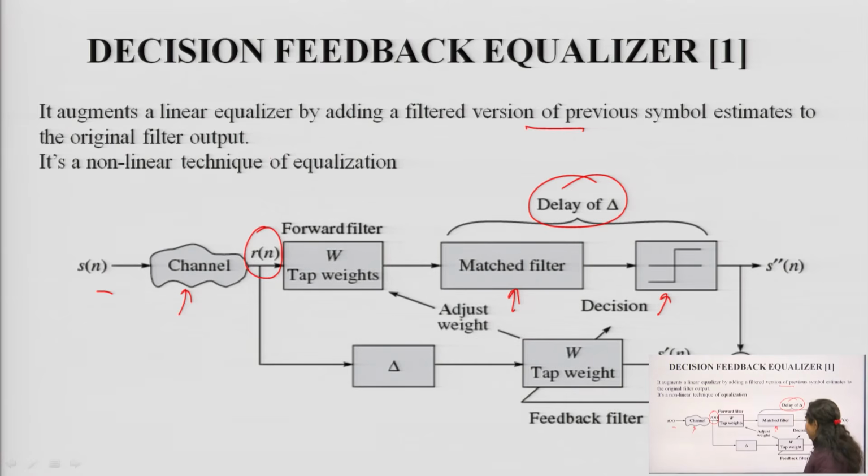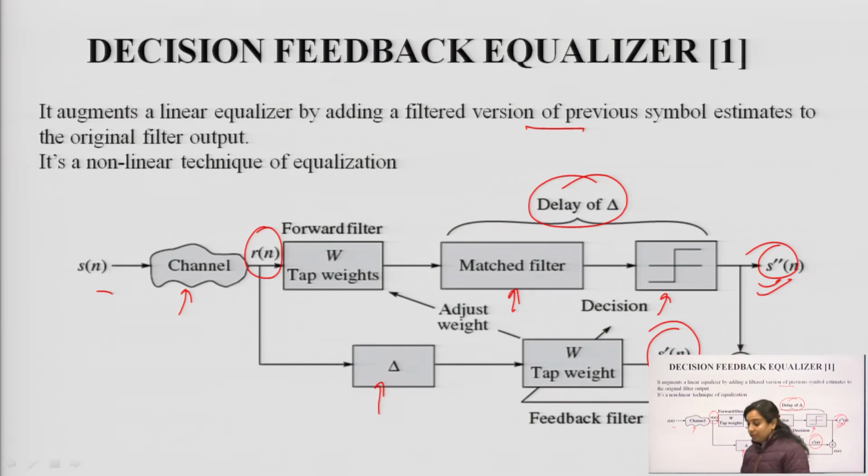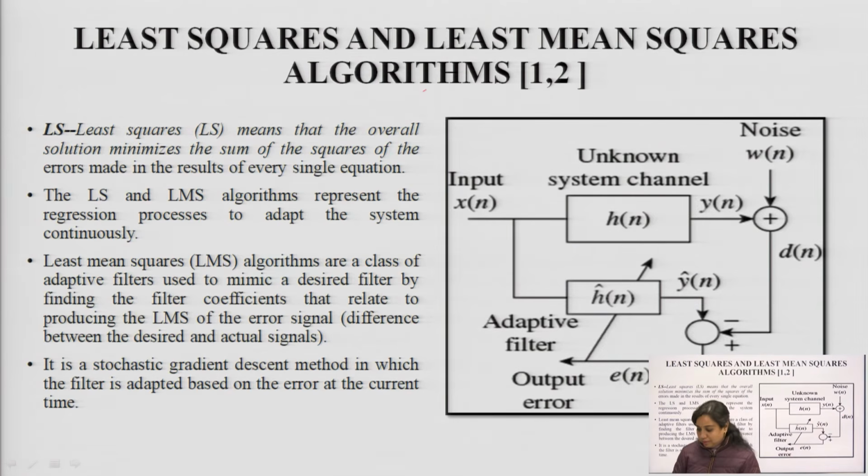Now, this decision device and matched filter will provide a delay of delta. This delta function is calculated over here, and then in the feedback path it is going to calculate the value of the tap weights, that is W. Now, this is the first estimation of the transmitted signal, this is the second estimation of the transmitted signal, you can say the integrated version of the transmitted signal.